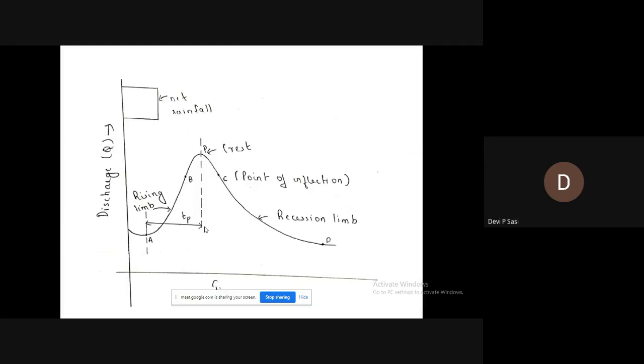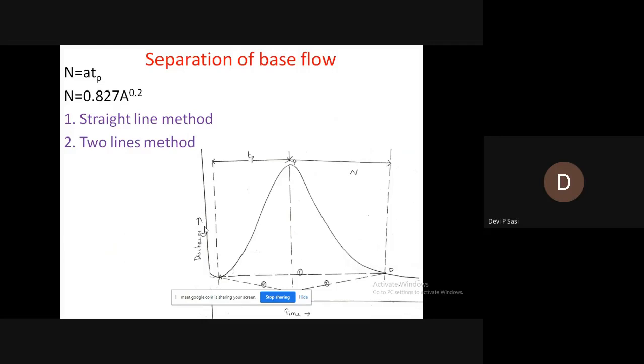Next, we can see separation of base flow. You have learned about runoff, direct runoff, base flow, etc. in the previous class. So today we can learn about separation of base flow.